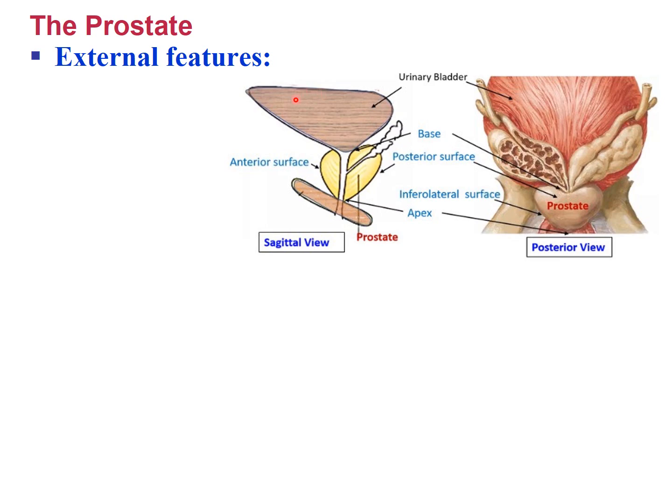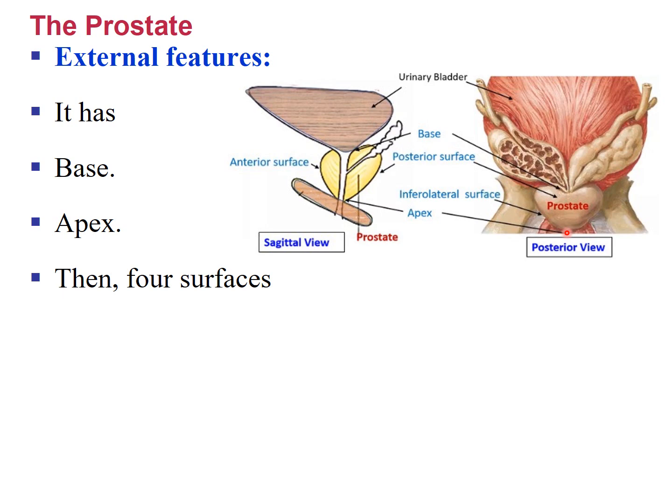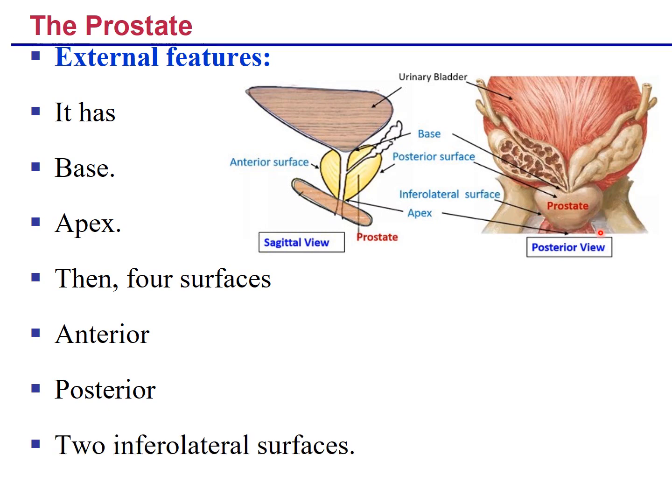So here we can see the sagittal view and this is the posterior view. In the sagittal view we can locate the prostate gland here, the urinary bladder here, and the seminal vesicle with the vas deferens. So the prostate consists of a base, here, and an apex, this pointed one, and it has 4 surfaces. The anterior surface we can locate here, though in this picture it's not visible, and this is the posterior surface. On either side we have the inferolateral surfaces, 2 inferolateral surfaces.